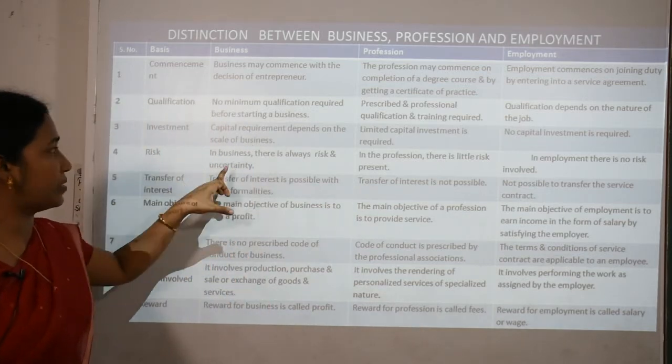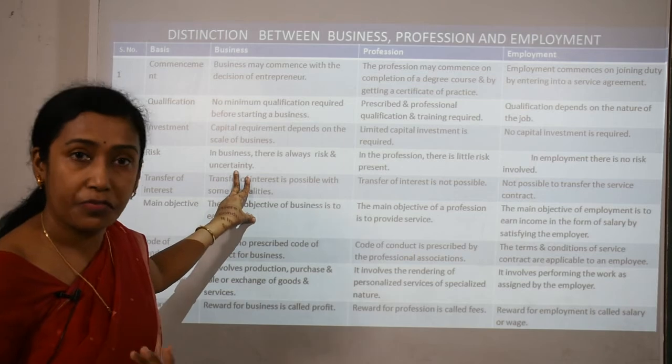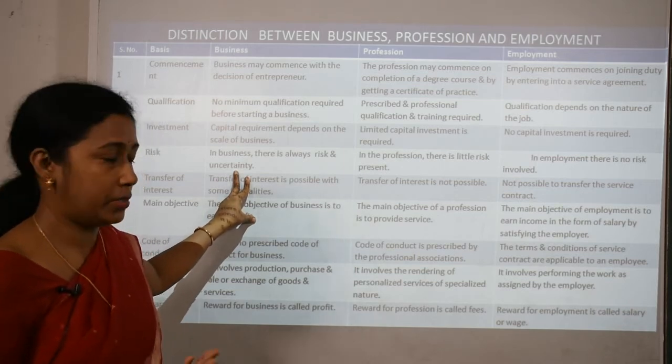Whereas in terms of risk, risk can be in terms of money, that is, losses.